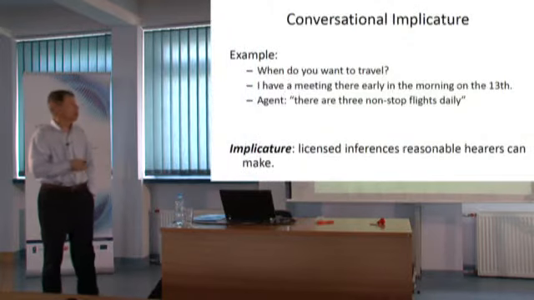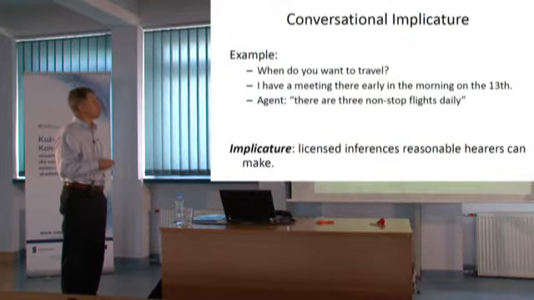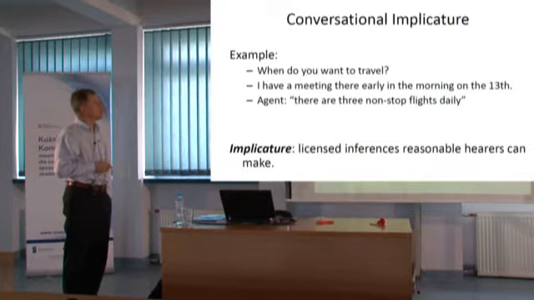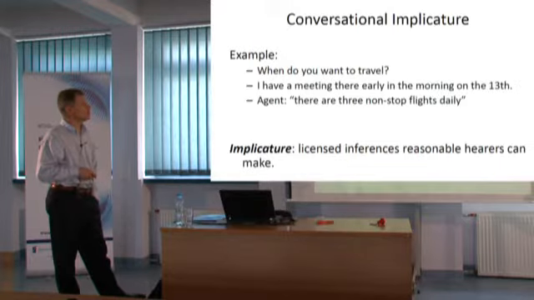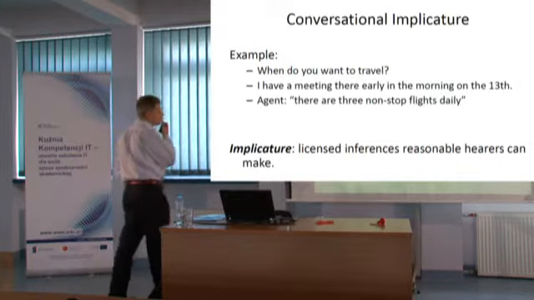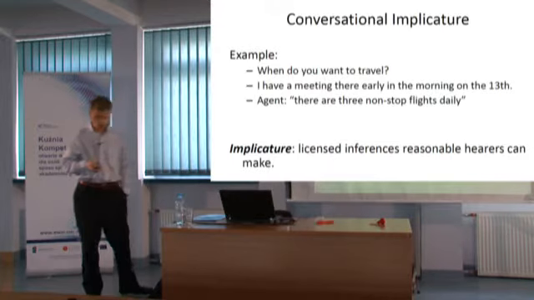Now, this would be more difficult for a machine to understand, okay? If the question is, when do you want to travel? And the answer is, I have a meeting in the early morning on the 13th, yes? It has to be deduced that this is somehow related to traveling and to a specific place. So for humans, this kind of information is very easy to derive. For the machine, it isn't.